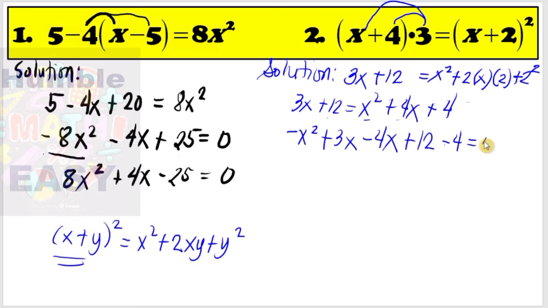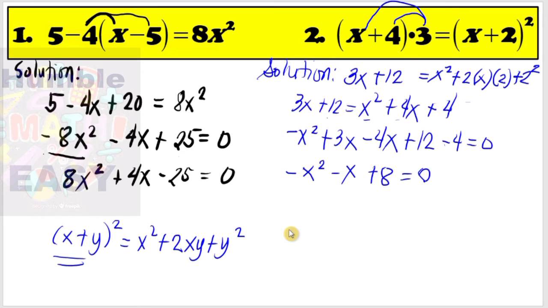So we now have here combining like terms. We don't have the common like term of negative x squared, but for 3x and negative 4x we have. So negative 3x minus 4x is negative x, combine it. Then 12 minus 4 is 8, which is equal to 0.